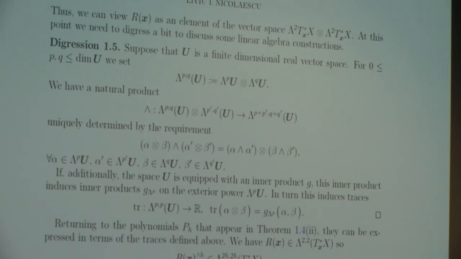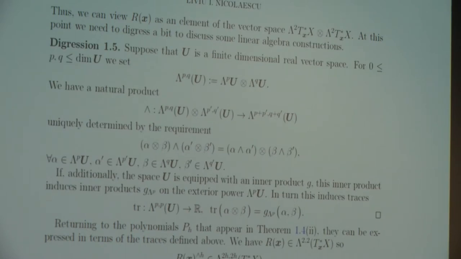We look at the space of biforms. Lambda pq is lambda p of a vector space tensor lambda q. It's just a natural construction. And we have a wedge product defined in this natural fashion. This is good. And now, if U has a metric on it, it induces metrics on the exterior powers. And now we have a trace operator on lambda pp. If you give me a pp form alpha tensor beta, it's just the inner product of alpha and beta.